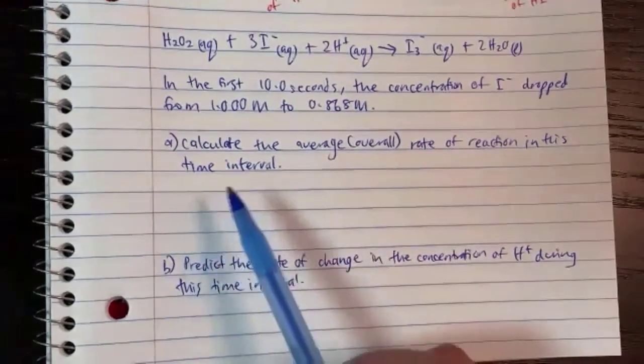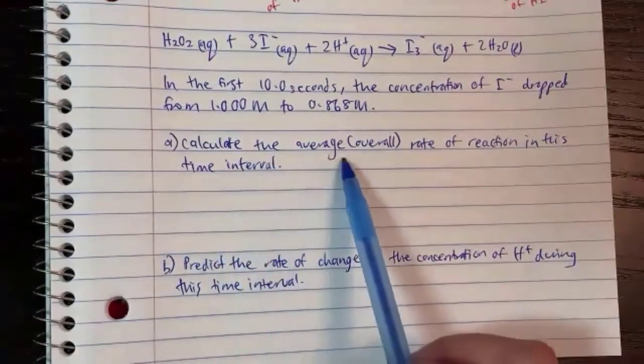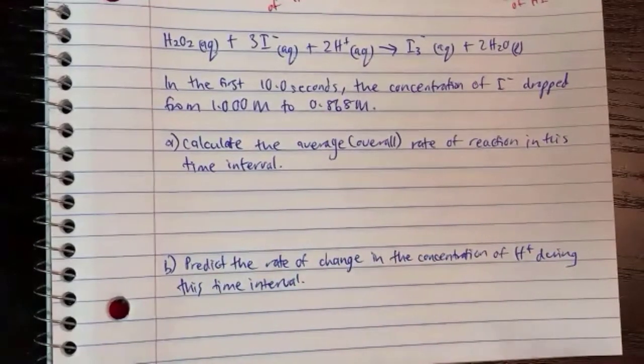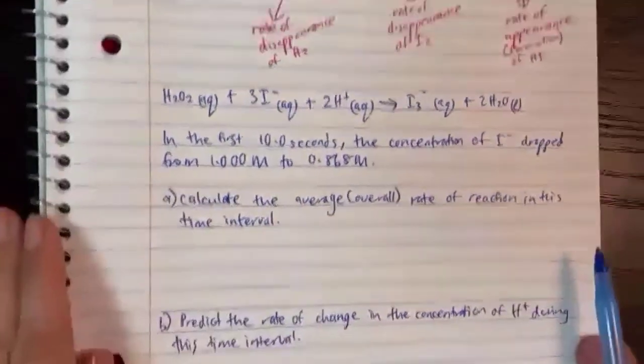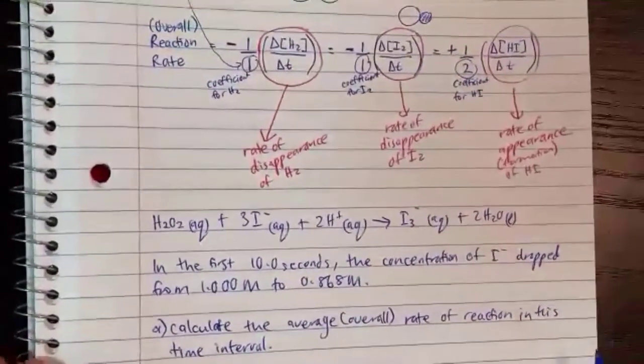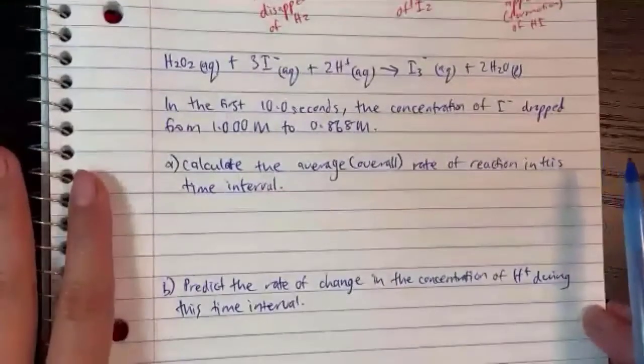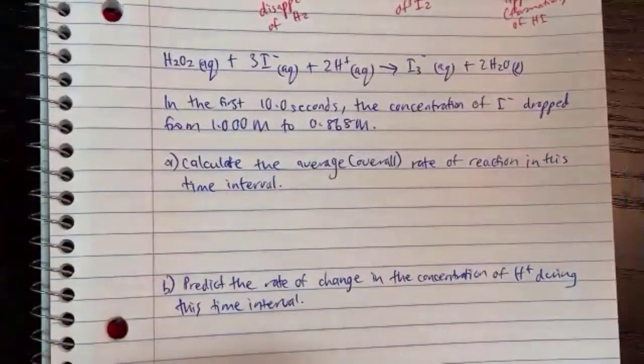All right, so let's go back over here. Calculate the average rate of reaction in this time interval. So remember when we said we want to calculate a rate of reaction, you can use any one of your items. You can use your reactants or you can use a product. So we're going to use what's given to us. So what did they provide us?